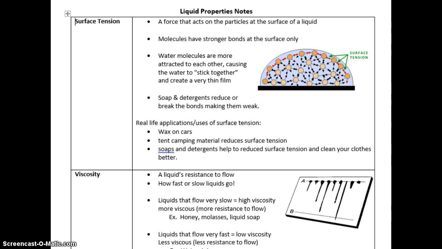Surface tension is defined as a force that acts on the particles at the surface of a liquid. So if you look here, think of this as the penny with a water bubble on top. The molecules have a stronger bond right there at the surface where the arrows are pointing. It's much stronger than down here within the water. So water molecules are more attracted to each other than they are to, say, the air molecules above it, which makes it stronger, which kind of acts like a little thin skin that helps them stick together at the surface of the liquid. So it kind of forms a very thin layer there.